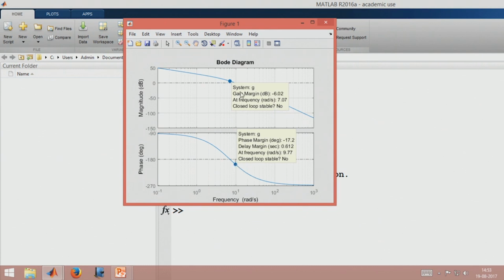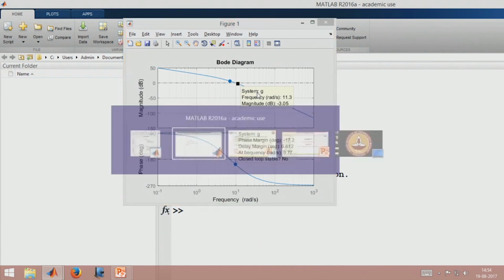Also, if I look at what the bandwidth is, at what frequency am I reaching -3? So look at this, go here, roughly about 11, something about 11 point what is it? Oops, it's about 11.3 radians per second. Okay, so let's just note that down.